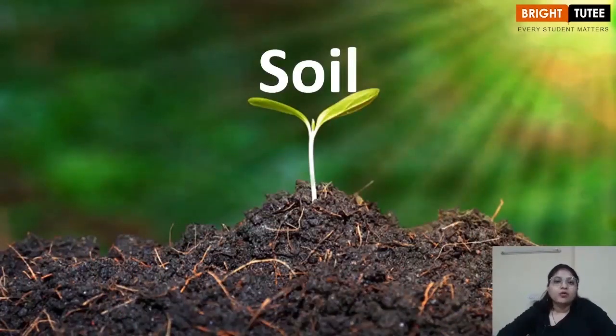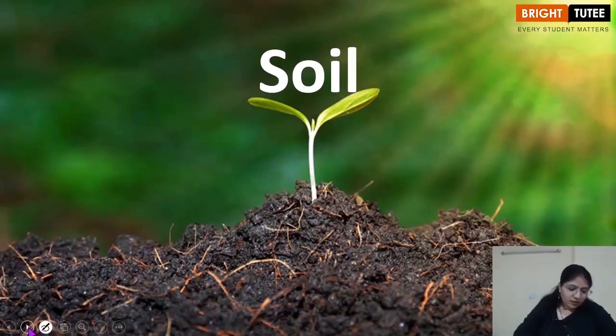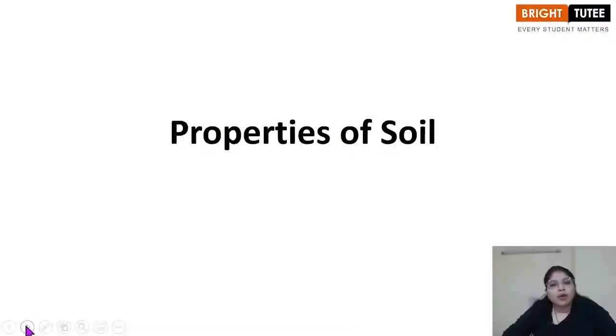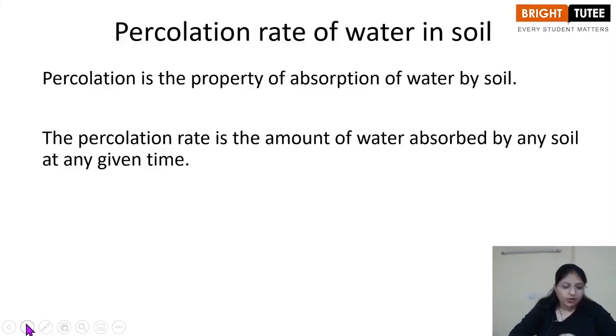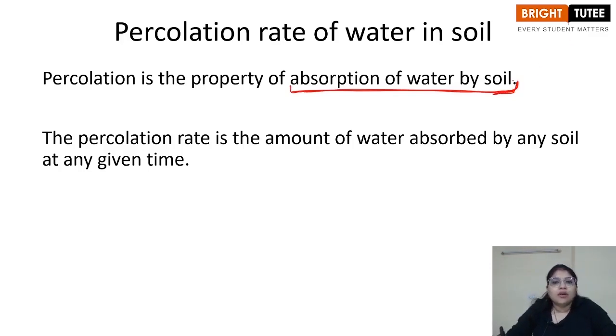In this session, we are going to talk about the properties of soil. One particular property that we are going to discuss is the percolation rate of water in the soil. Before we understand this completely, let's understand what exactly we mean by percolation. It is the property of the soil to absorb water. How much water, and how quickly the water is absorbed by the soil, is one of the properties of the soil.